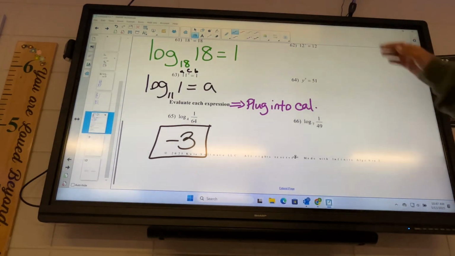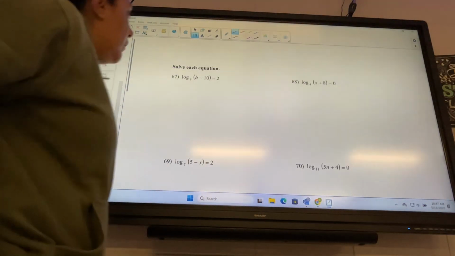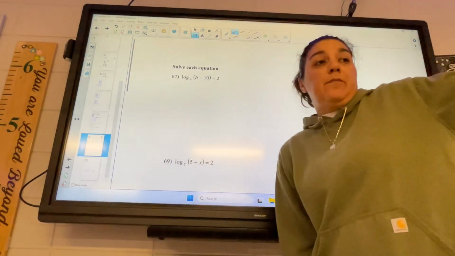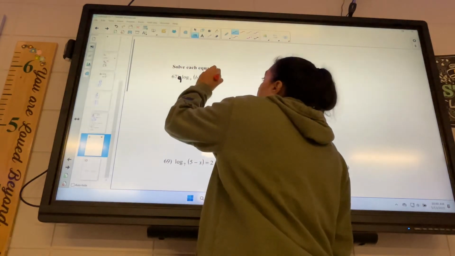Can I scroll? Okay, solve the logs. How do I get rid of the log? Just get rid of it. 9. Put the 9. Okay, why the 9? Because it's a baby, there's a baby 9 there. So it's going to look like 9 to the log base 9 of.